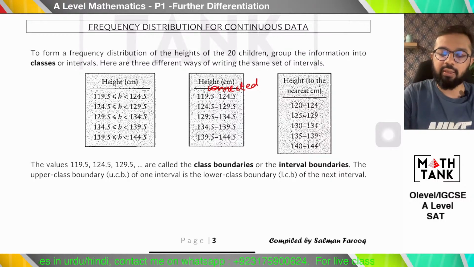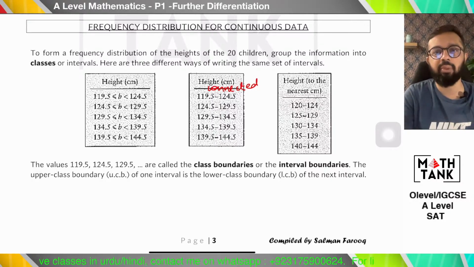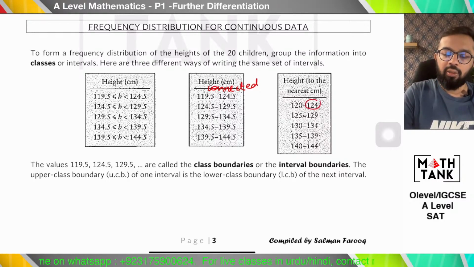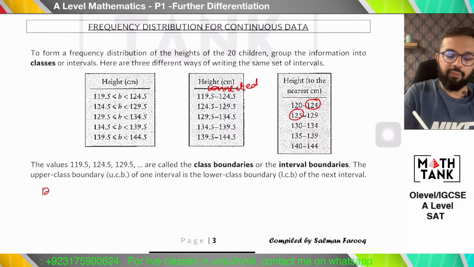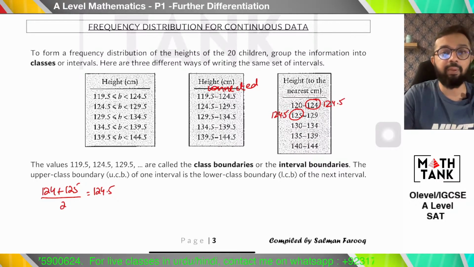तो आपने क्या कहा कि सर ये क्लासेस कनेक्टेड नहीं हैं, 124 और 125 के बीच में गैप आ रहा है। कि अगर किसी बच्चे की हाइट 124.5 है तो उसको किस कैटेगरी में रखना चाहिए, पहली वाली में या दूसरी वाली में। तो आप क्या करेंगे, you will take these boundaries, 124 plus 125, and you will divide by 2. That gives you 124.5. So this boundary will also change to 124.5. This boundary will also change to 124.5.